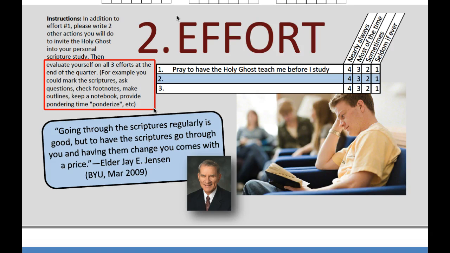For example, you could mark the scriptures, ask questions, check footnotes, make outlines, keep a notebook, provide pondering time or ponderize, whatever it is. And this is something that they're not going to mark off, you'll notice, until the very end of the semester or the end of the 9 weeks.